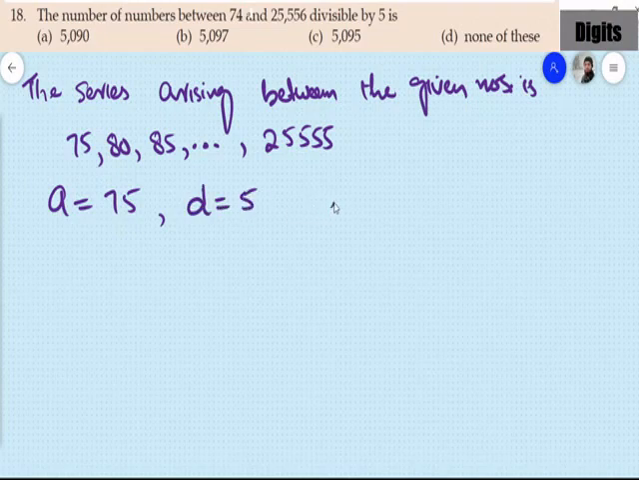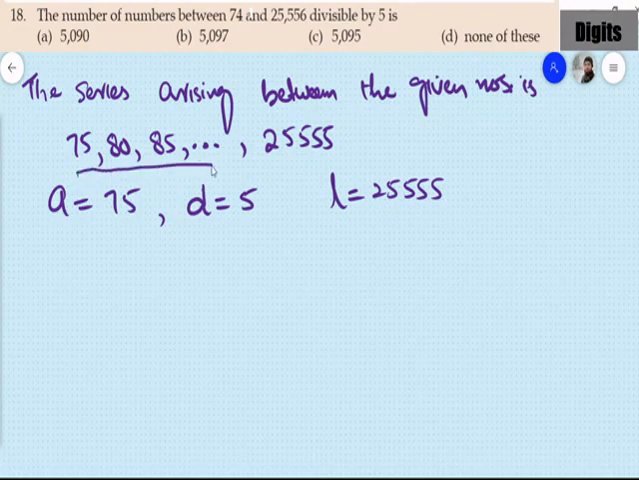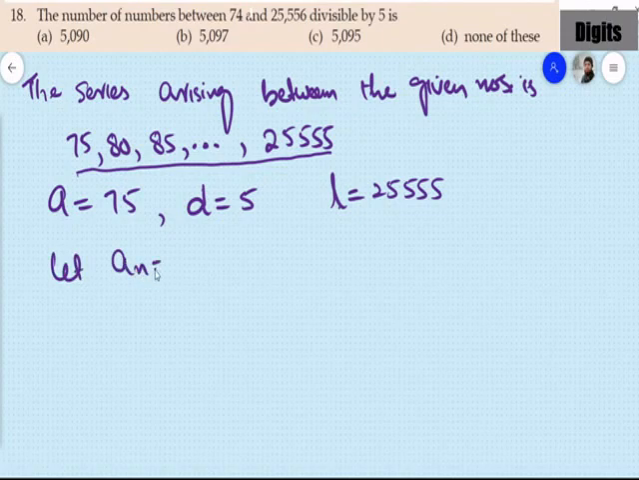the important point is the last term, which is 25555. Now we have to say how many numbers are these. In other words, we have to say how many terms are in the series. Since we know the last term, we can say let the last term be an, which is equal to l, that is, the nth term is l.